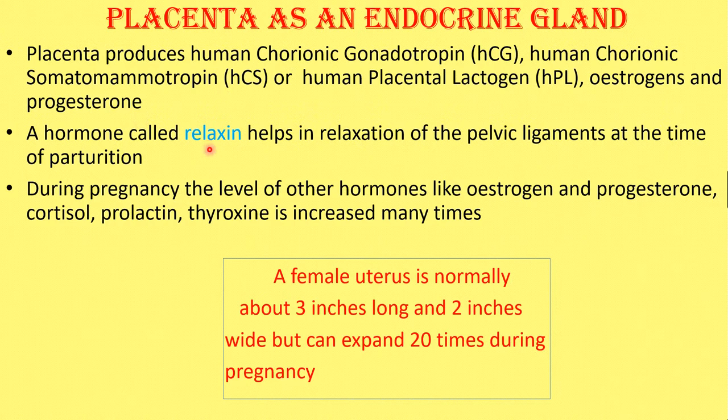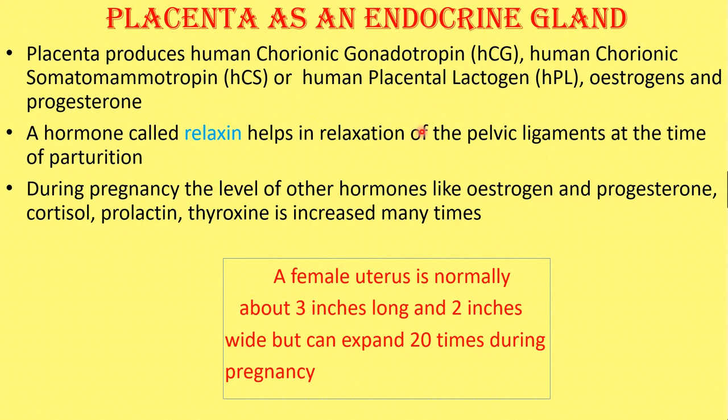It secretes one more hormone called relaxin, okay, which helps in the relaxation of the pelvic ligaments and hip bones at the time of parturition or childbirth. And during pregnancy, the levels of other hormones, estrogen, progesterone, as already said, cortisol, prolactin, and thyroxine, also increase many times.